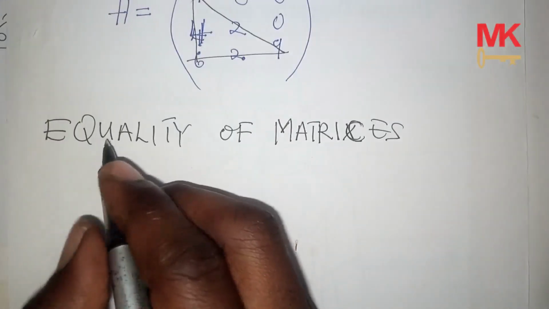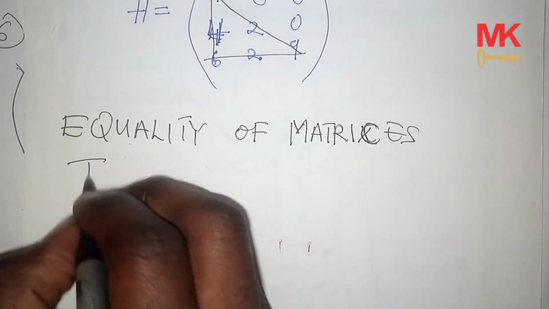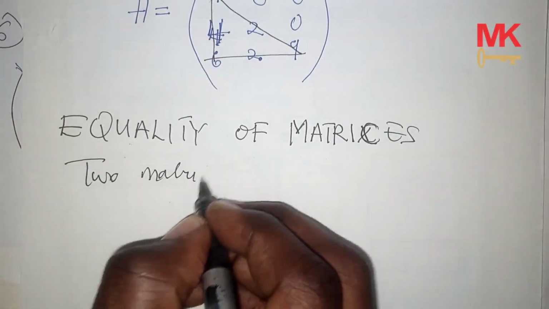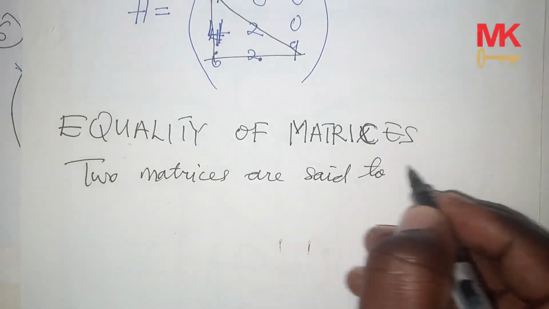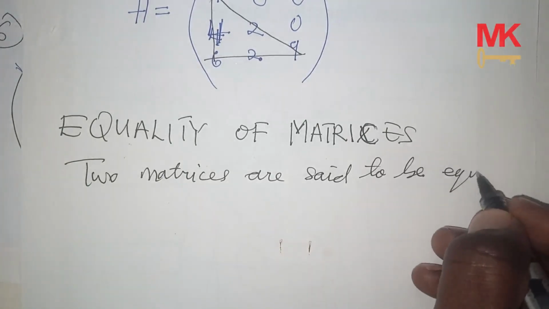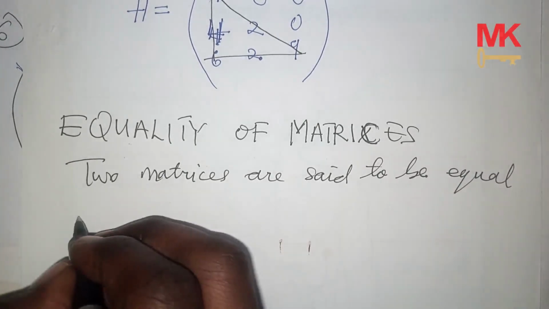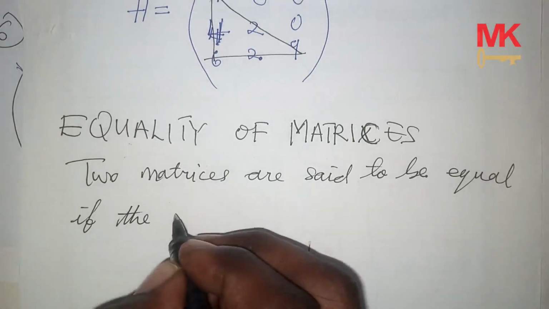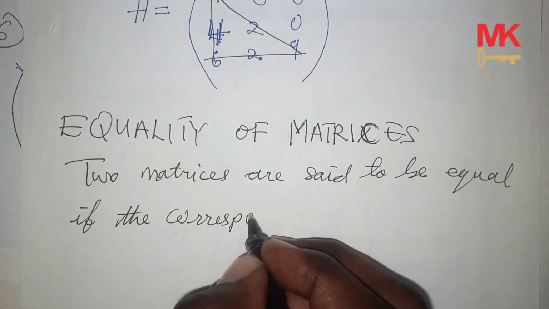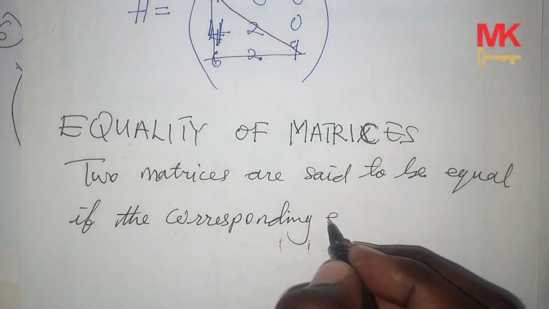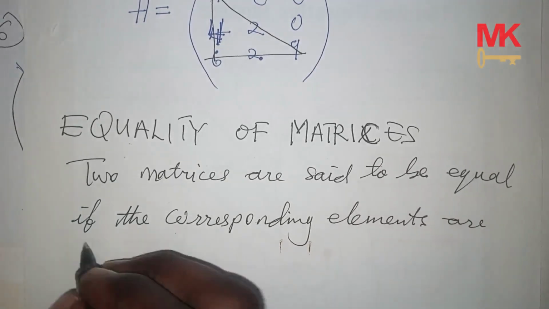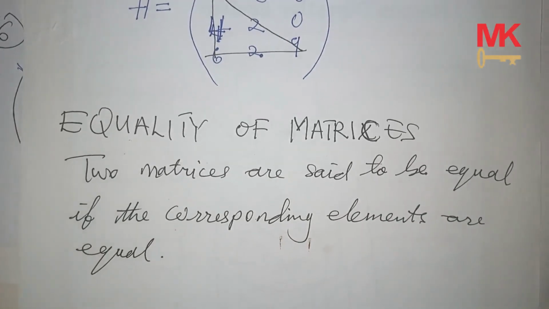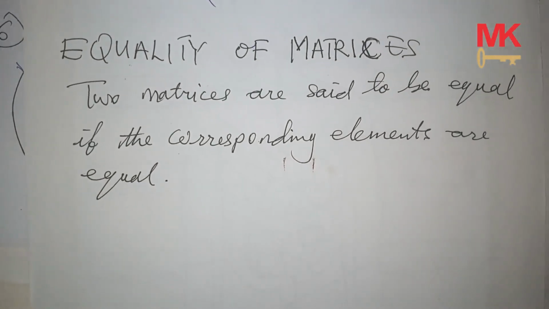All right, so we're going to take that again. Two or more matrices are said to be equal if the corresponding elements are equal. Okay, so this is the last thing we're going to talk about in this tutorial.